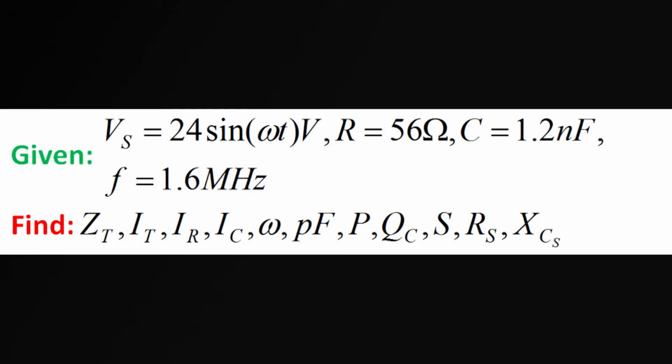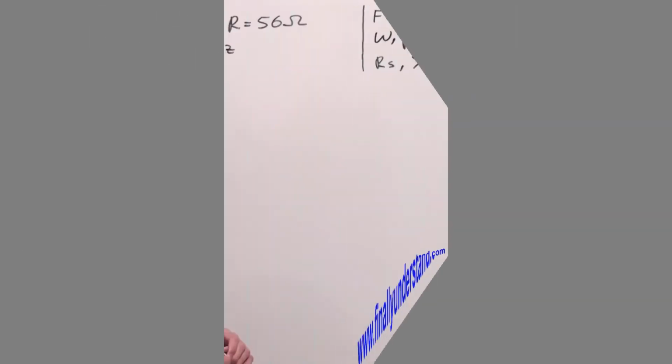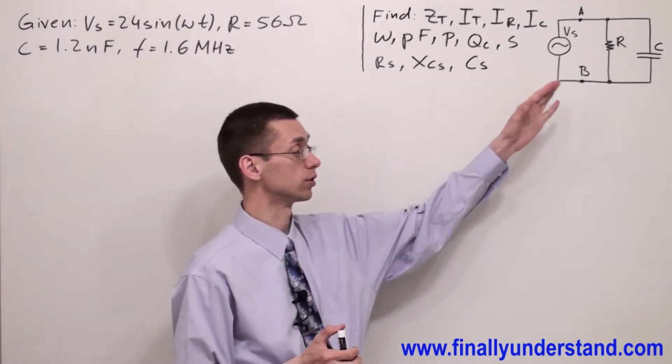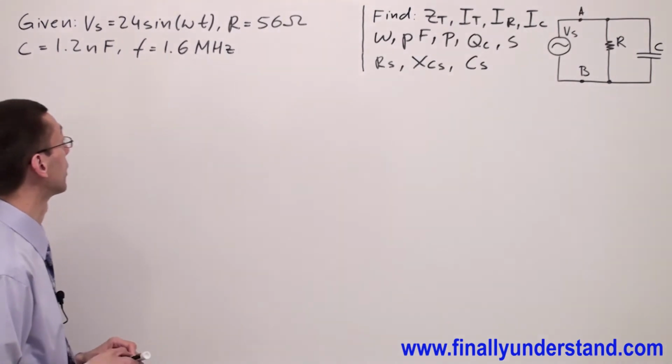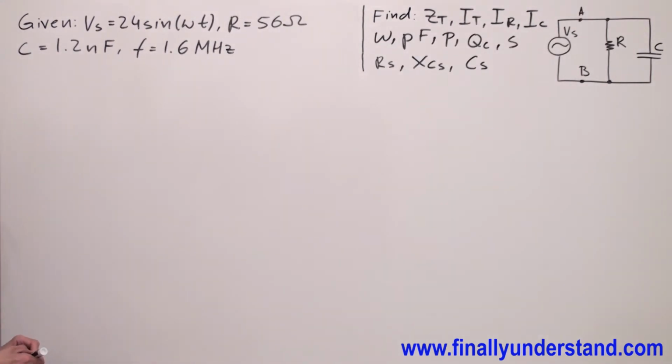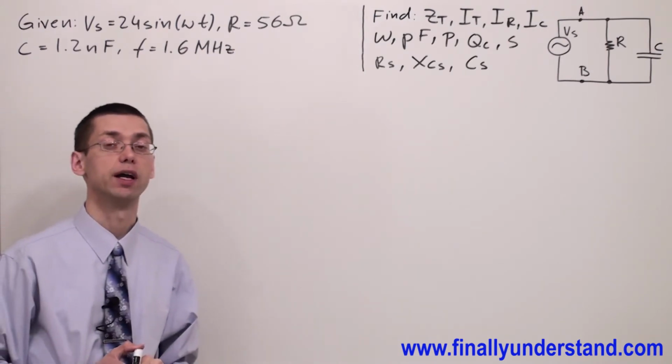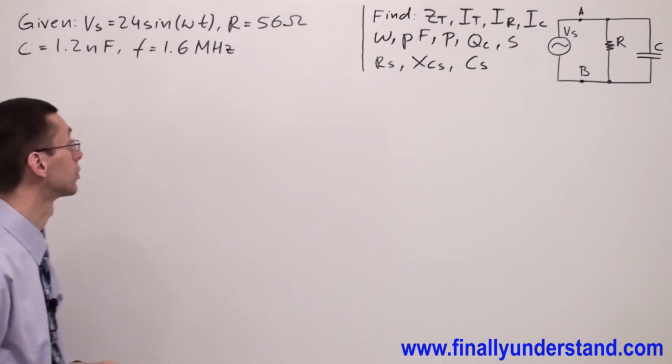Let's take a look at this example. Again, we're going to talk about the parallel circuit, which has two components connected together, resistor and capacitor. And first, we're supposed to find Z total. Please notice that we have given capacitance. In order to find total impedance, we're supposed to find capacitive reactance.